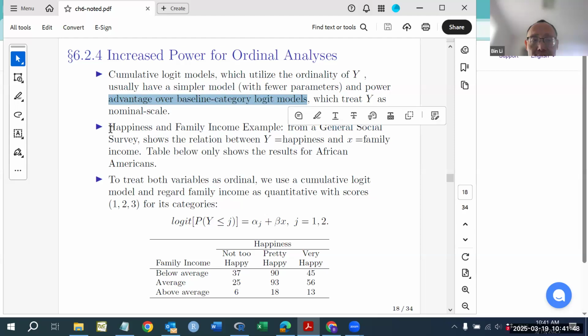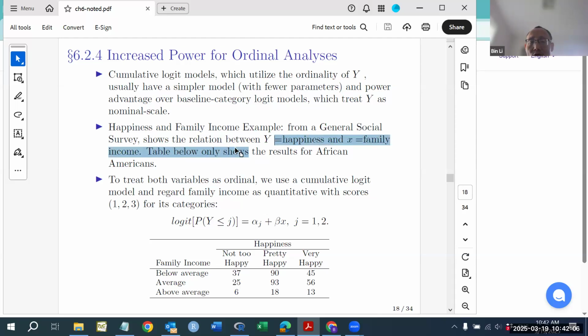So let's see this example. This is the happiness and family income example, okay? The response is happiness, and the predictor is the family income. For the response, we have 3 levels. The lowest level is not too happy, the middle one is pretty happy, and the highest one is very happy. So we have 1, 2, 3 levels for the Y. You can see there is some order, so we can treat the Y as an ordinal response.